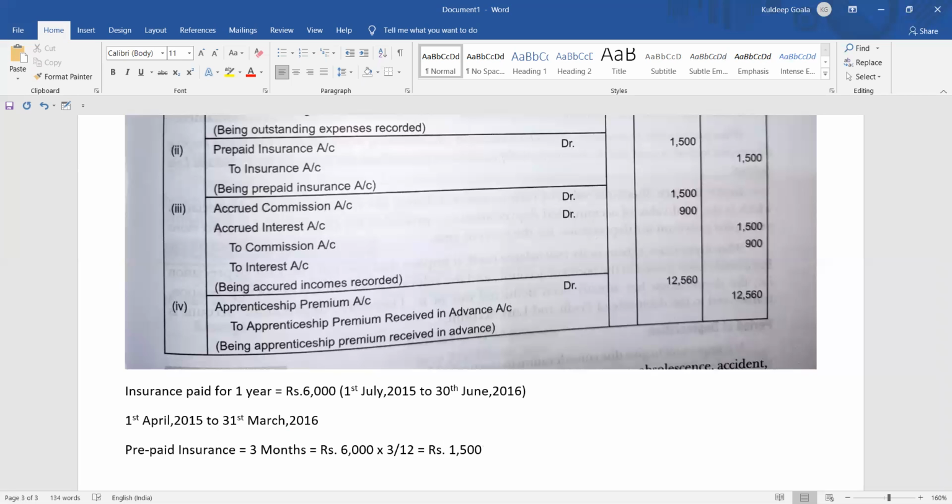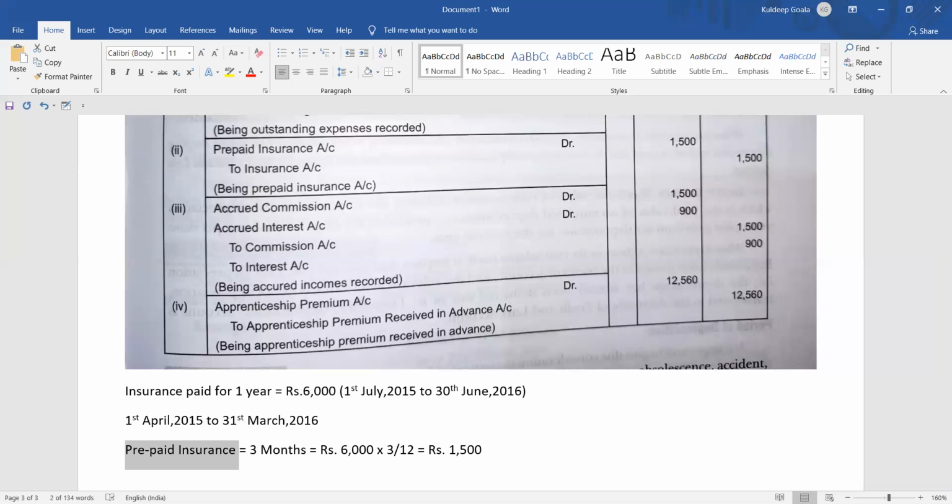1,500 rupees is the prepaid insurance, isn't it? So now what will be the journal entry? See, prepaid insurance is also a representative personal account, right? And here it is our asset or liability? It is our asset. Why? Because we have paid the insurance before time. So we have a right on that. So prepaid insurance is an asset.